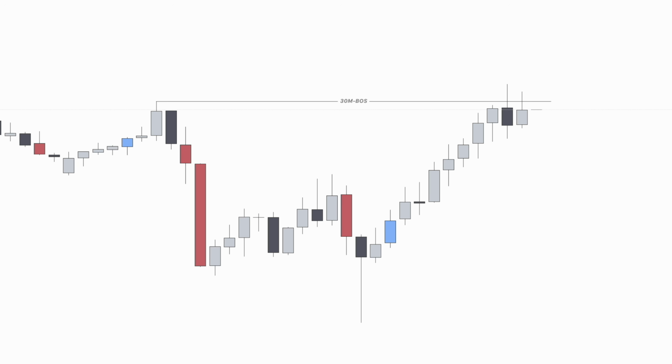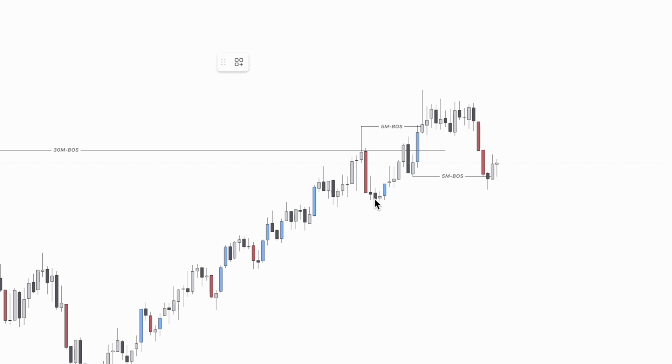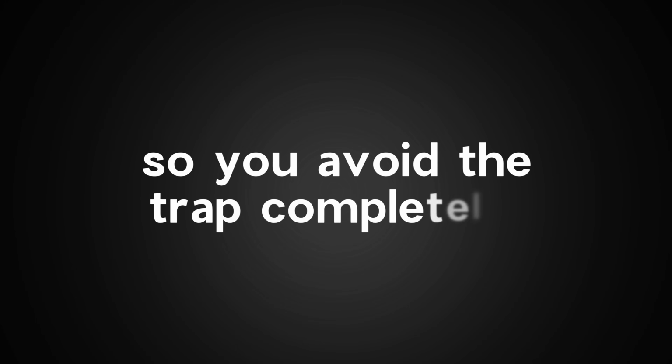This breakout structure looks like the market's ready to push. But right after the break, price stalls. Why? Because the internal structure has already shifted. Most traders ignore the lower time frame and end up buying right into the pullback. Let me show you exactly what this looks like and how to read the lower time frame structure after a breakout structure so you avoid the trap completely.